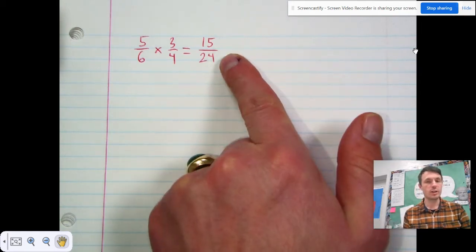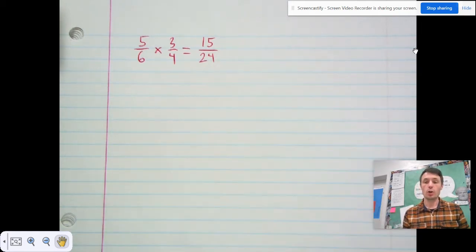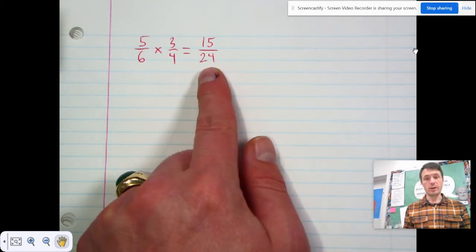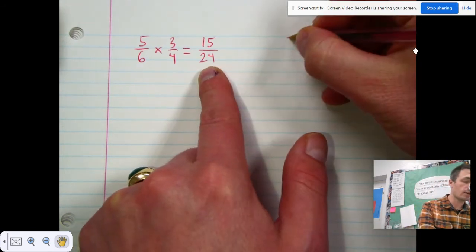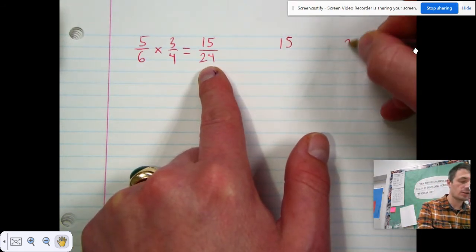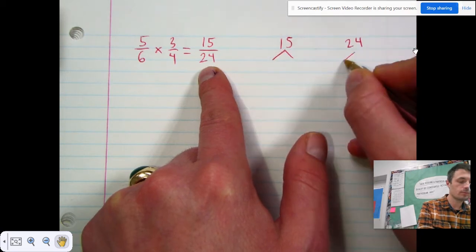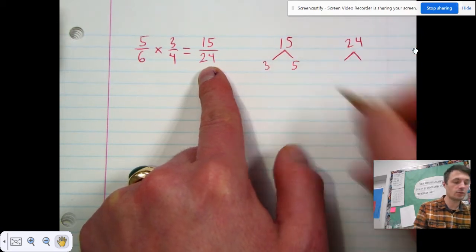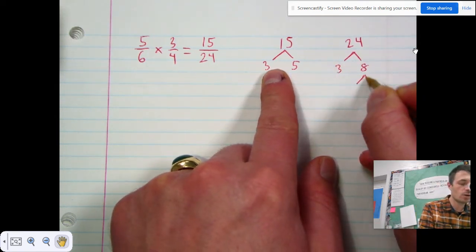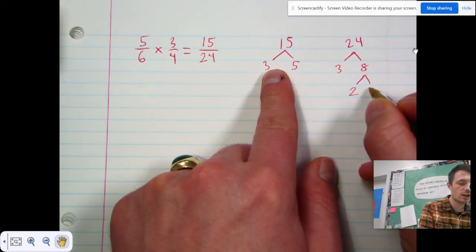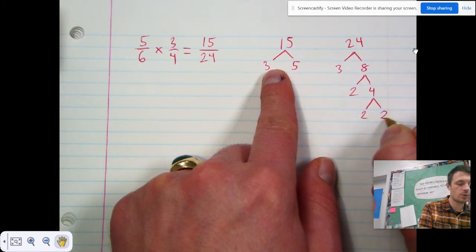After that, we have to simplify. So 15/24. If you're not sure if there will be a common factor, the best way to do it is just try to simplify them and see what happens. Now, in this case, there will be a greatest common factor greater than 1. And with larger numbers like this, I recommend using prime factorization. So 3 times 5 is 15. We're done with 15. 3 times 8 is 24. And 2 times 4 is 8. And 2 times 2 is 4.